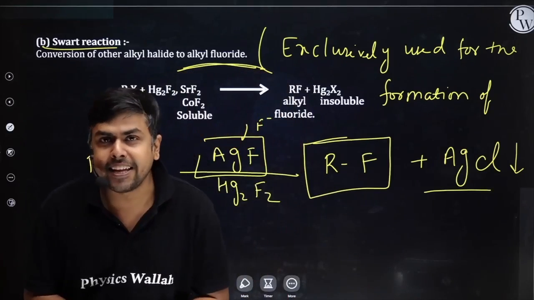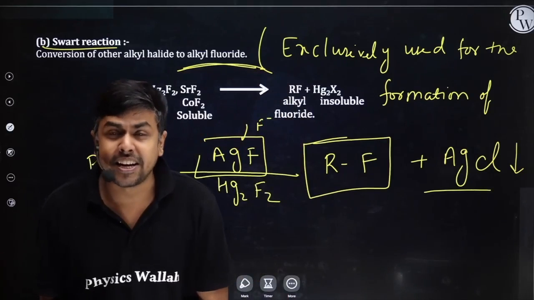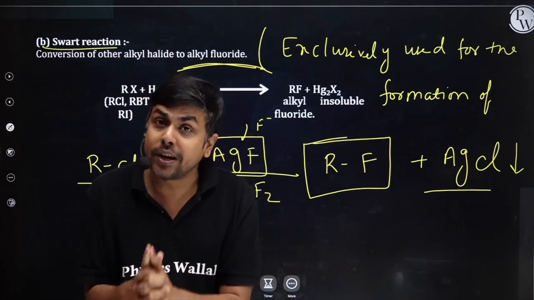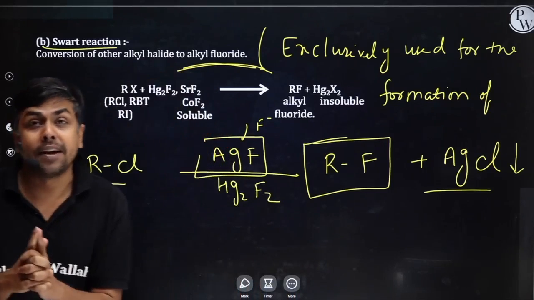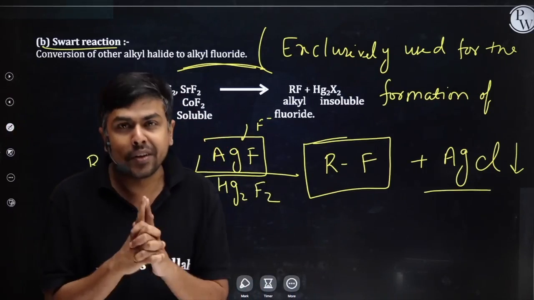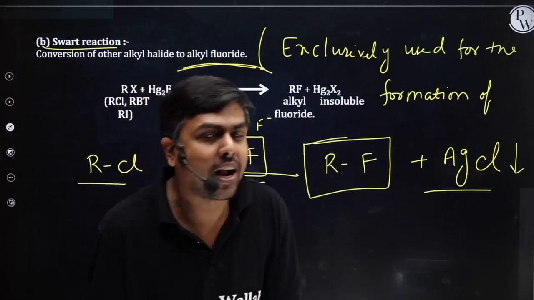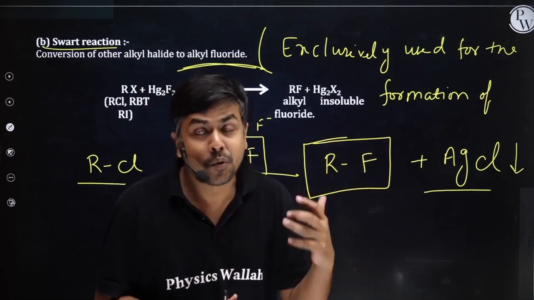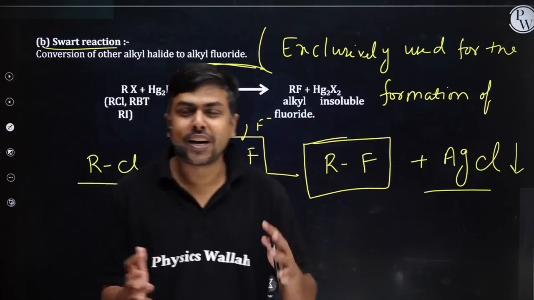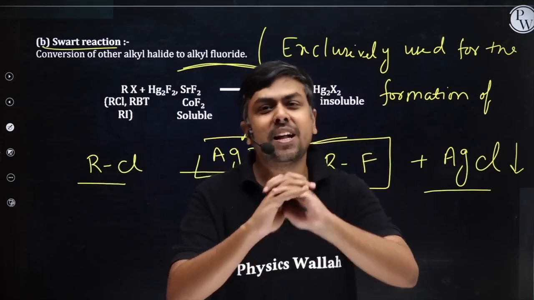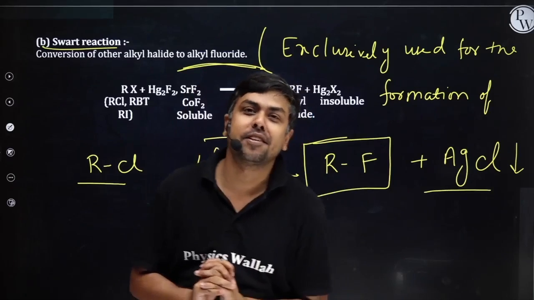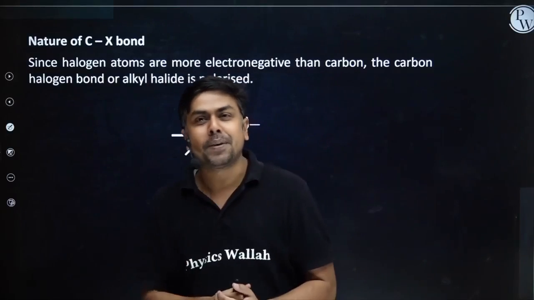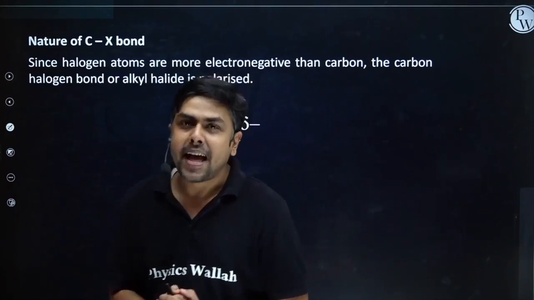We can take any alkyl halide as a substrate. The reagent taken is either AgF, Hg2F2 or SbF3. In all cases, we are going to get alkyl fluoride along with the precipitation of either AgX, Hg2X2 or SbX3. Students, now let's discuss the chemical properties and the chemical reactions of alkyl halide.